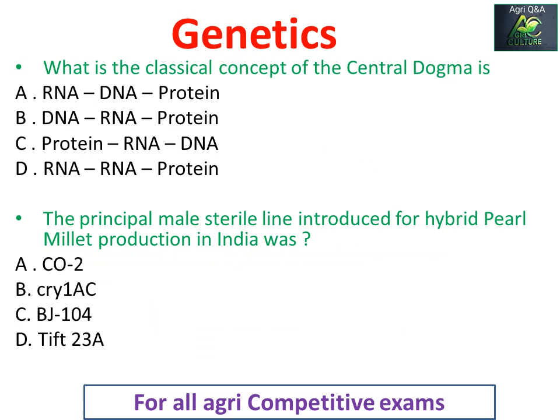What is the classical concept of central dogma? RNA, DNA and protein; DNA, RNA and protein; protein, RNA, DNA; or RNA, DNA, protein. And the answer is DNA, RNA and protein.